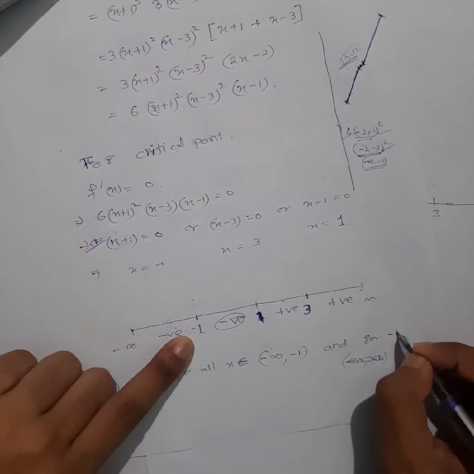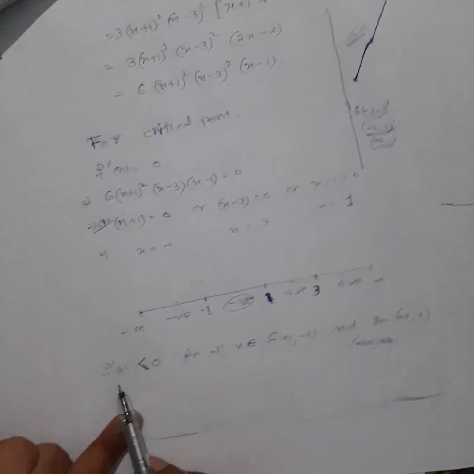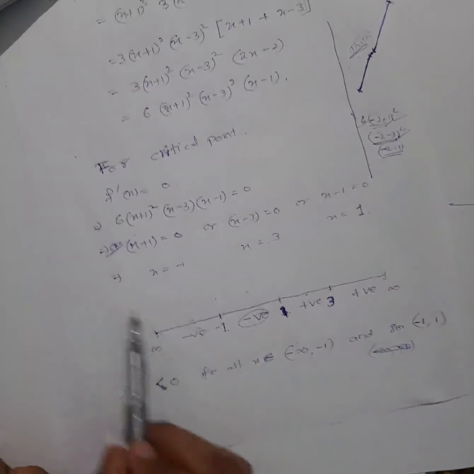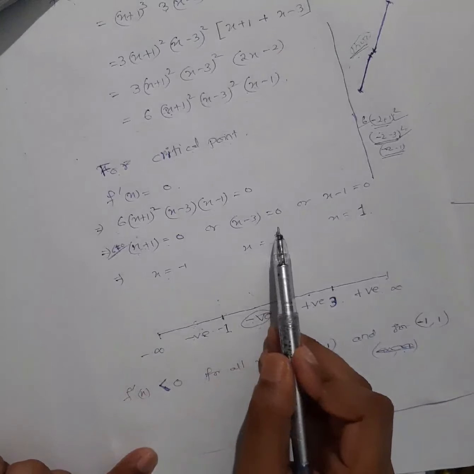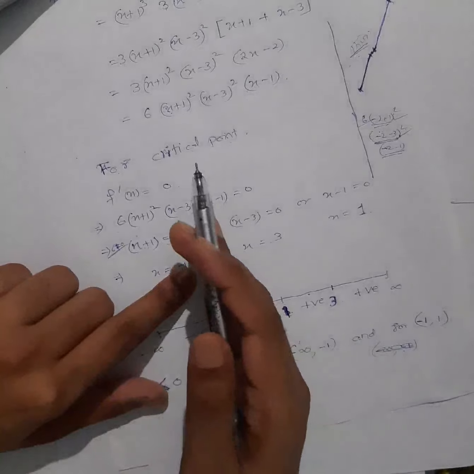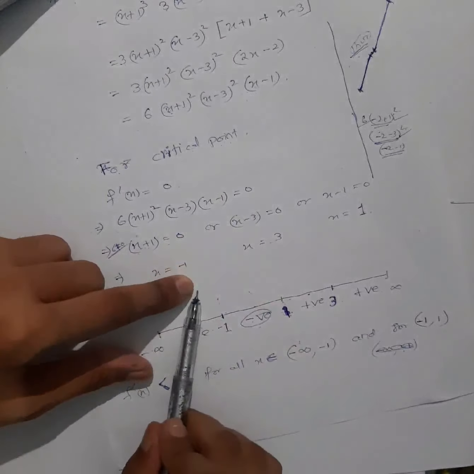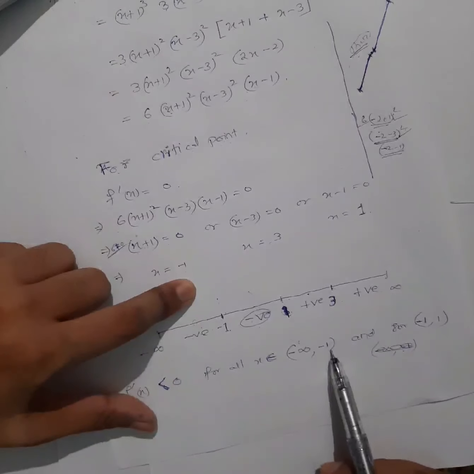Then minus 1 to 1, again it is decreasing. So what I have written, f dash x will be less than 0. When? Less than 0 means negative value. When it is minus 1 to 1, I'm not including minus 1, because at minus 1 it will be equal to 0. It won't be less than 0. So that's why it is an open interval.